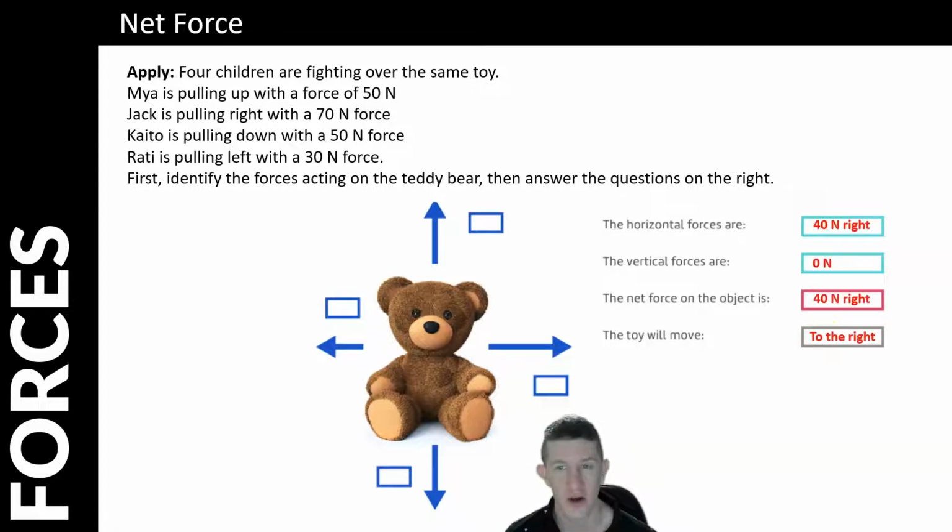Hopefully this is what you got. 40 newtons to the right is the horizontal, 0 newtons is the vertical because they cancelled out. Therefore the net force is 40 newtons right, and the toy will therefore move to the right.